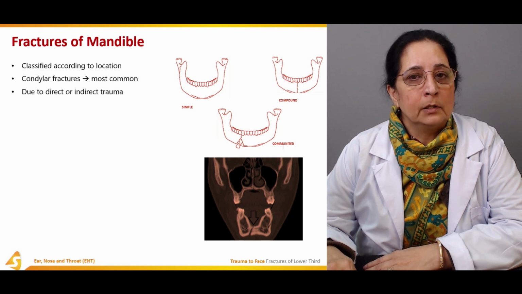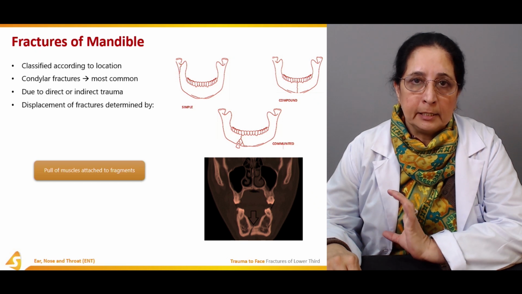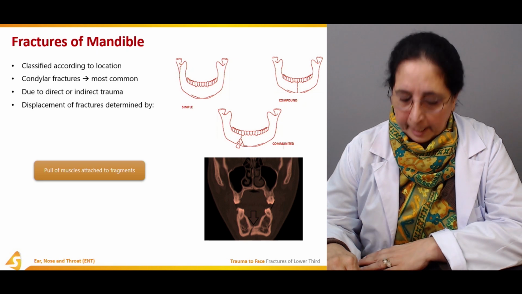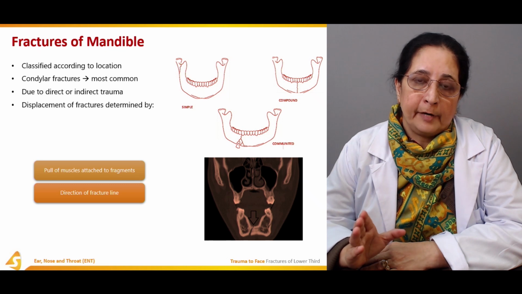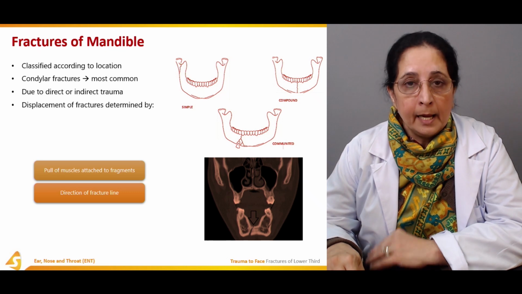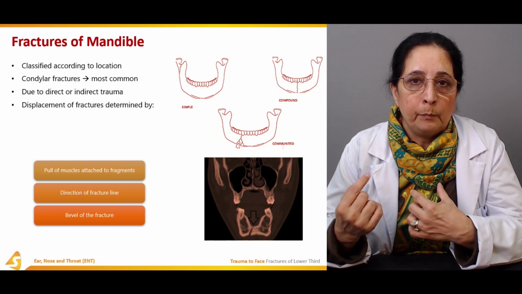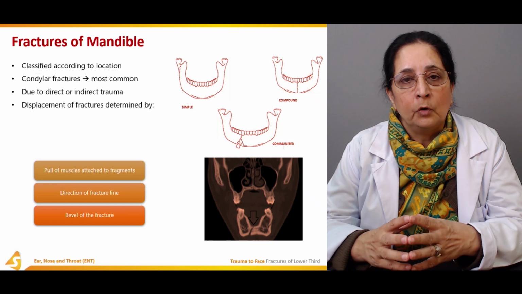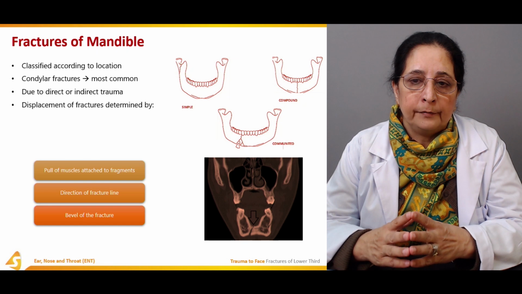Due to direct or indirect trauma, displacement of fractures is determined, very importantly, by the pull of the muscle on the fragment of the bones, and then also by the direction of the fracture line, in which direction the fracture line is present, and thirdly is the bevel of the fracture. Bevel is the tip or the point of the fracture. So all these factors play an important role in determining the displacement of the fracture of the mandible.